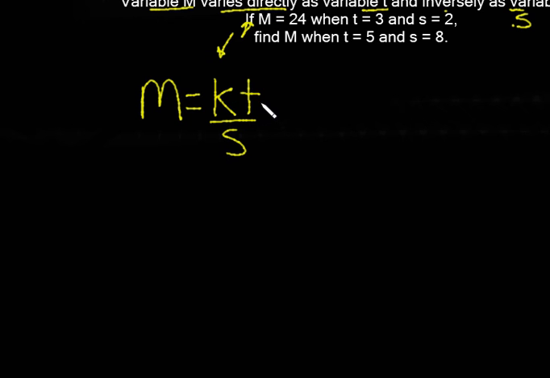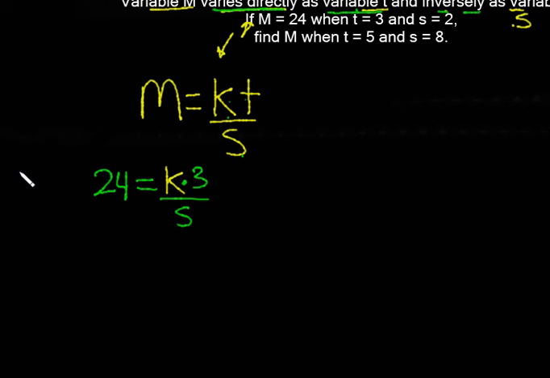So we can go crazy. There can be more than one thing. It will tell you, though, explicitly each one. So varying directly as T means it's getting multiplied by the K, and inversely means it's dividing the K. All right, let's substitute in. You get 24 equals K times whatever T is, divided by what S is.